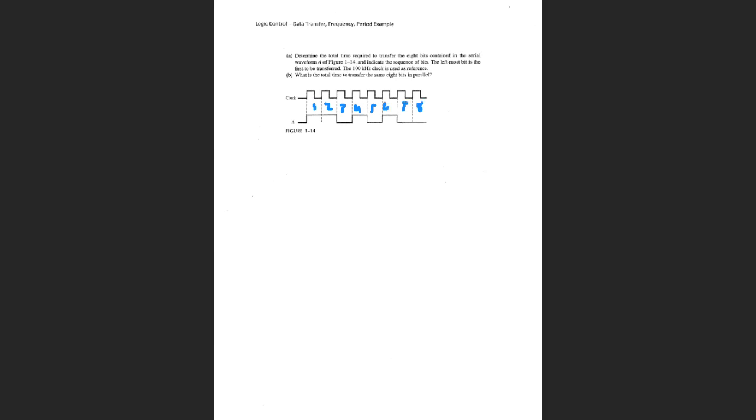So whatever your bit time is, if you take your bit time and multiply that times the number of clicks of the clock, or how many bits you're transferring, that'll give you the total time of transfer. So that's kind of what you're doing. And this is only if you're doing it serially. So those are the steps you should have done.